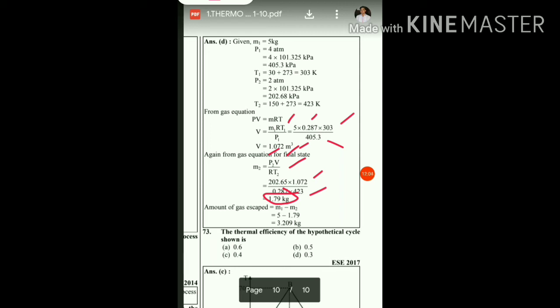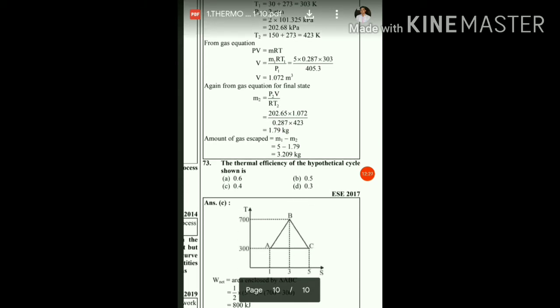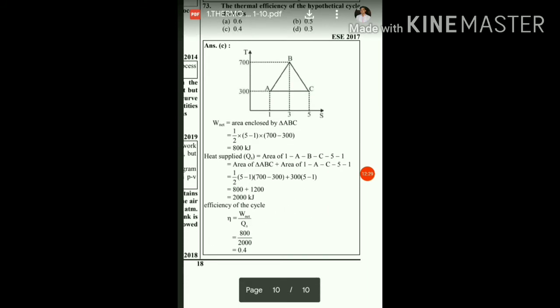Here we have to find out the amount of gas that has escaped. At the end condition, the mass is 1.79 kg and at the initial condition the mass is 5 kg. So we just take the difference, m1 minus m2. This will give us the amount of air that has escaped to the surrounding. This comes out to be 3.209 kg. So the amount of air that has escaped to the surrounding will be 3.209 kg.